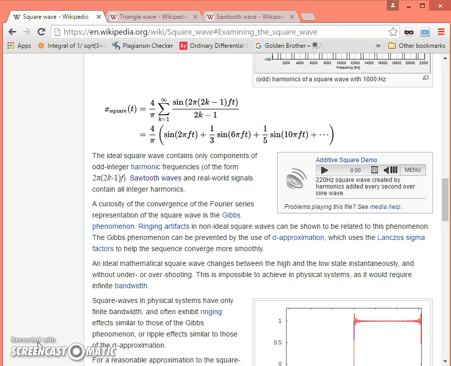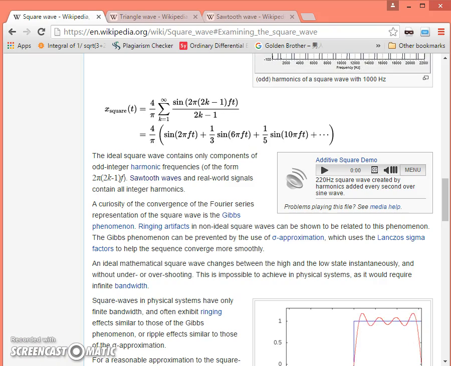First of all, we can find the square wave equation in Wikipedia, which is the summation of sine 2 pi (2k minus 1) times ft divided by (2k minus 1), where k is from 1 to infinity. After that, we can multiply by 4 over pi. So this is the equation of our square wave.